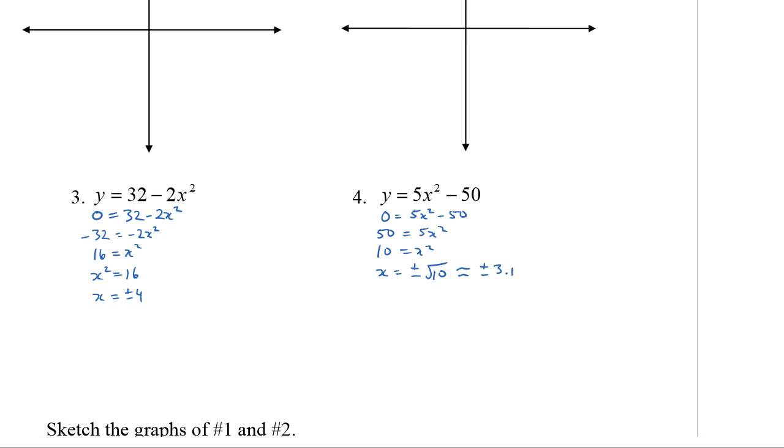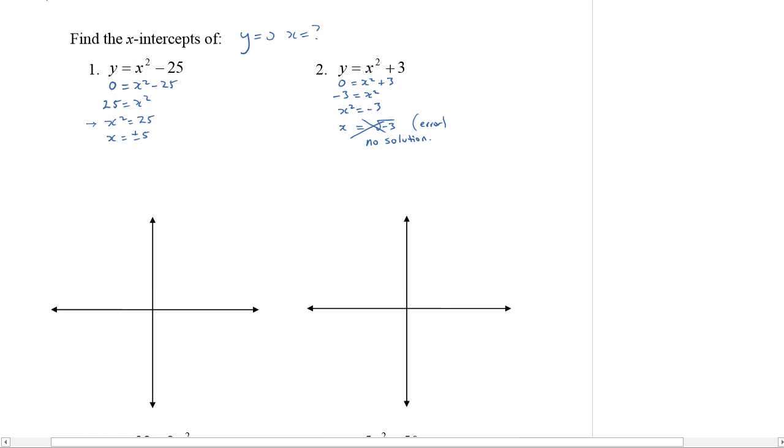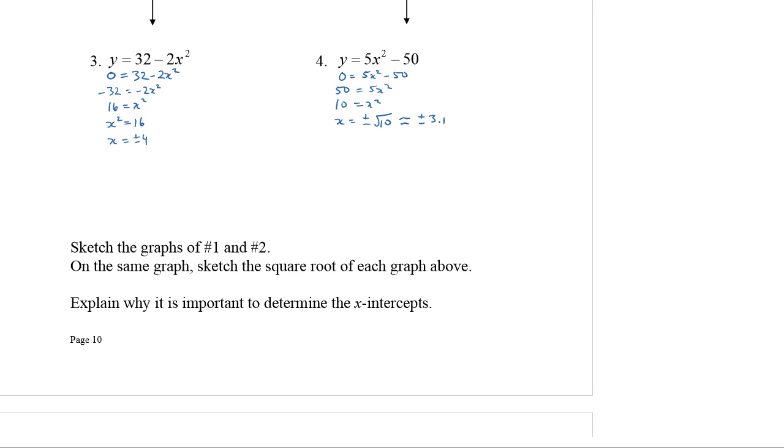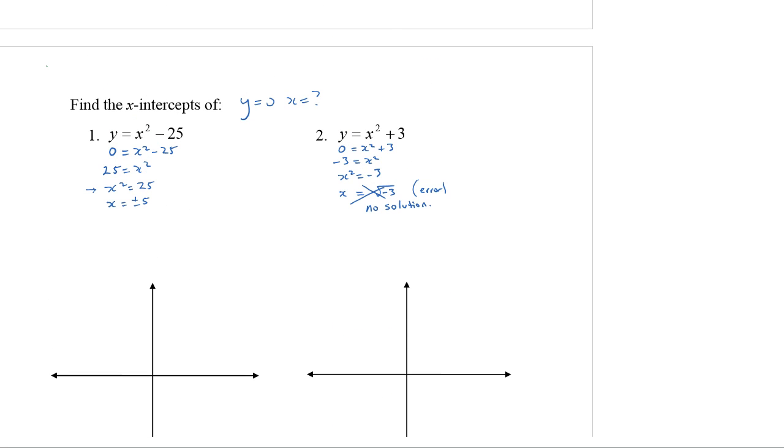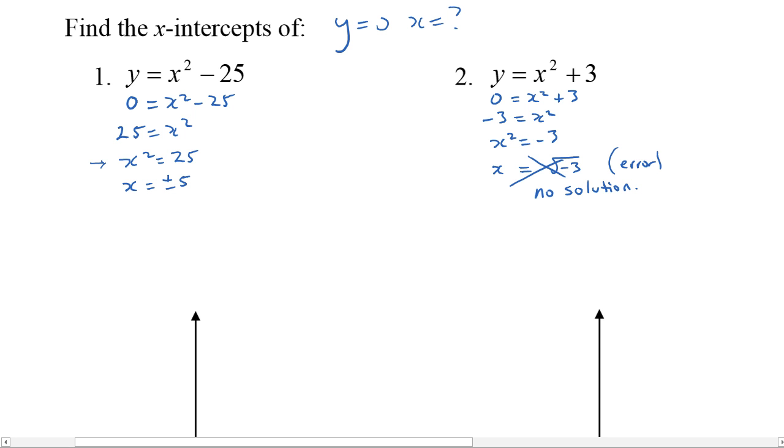And then it says here, find the x-intercepts, sketch the graphs of number 1 and number 2, and then on the same graph, sketch the square root of each one. And another way to write those instructions is, let's just change the notation a little bit. We'll call this one f of x, and we'll graph that, and then we'll graph, perhaps in green, y is equal to the square root of f of x.